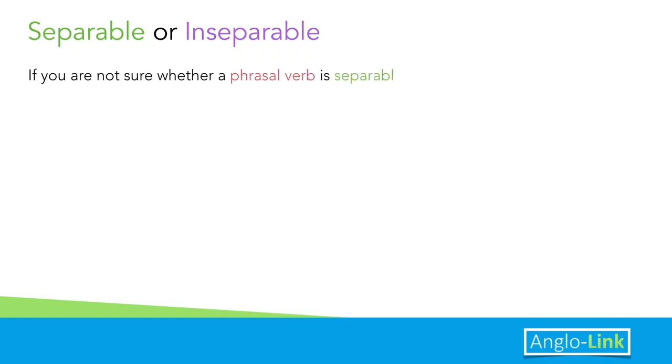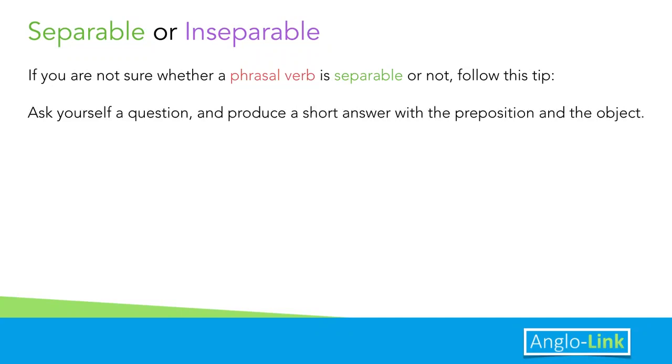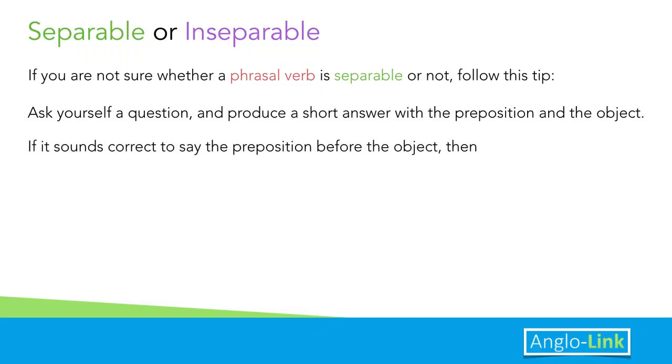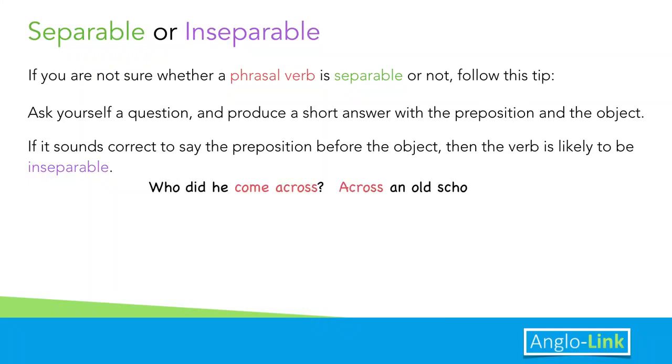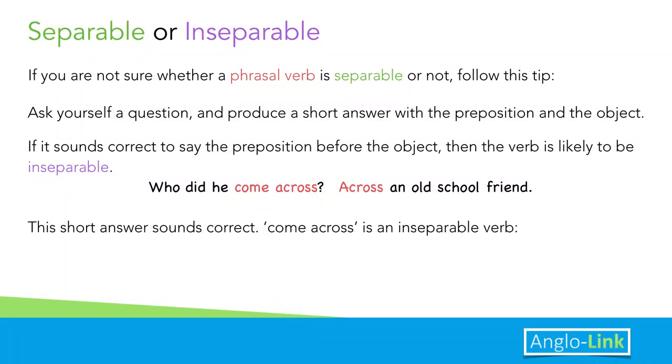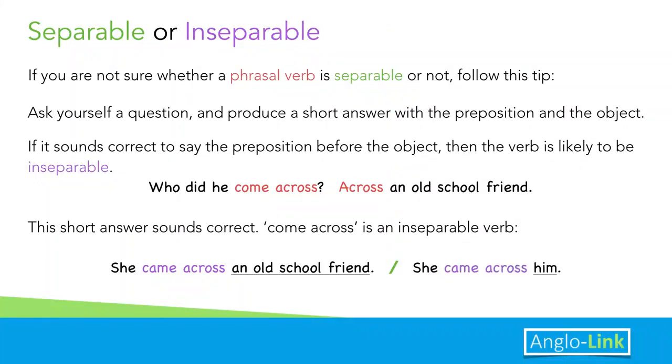If you're not sure whether it is separable or not, I have a small tip that you can follow. Ask yourself a question and produce a short answer with the preposition and the object. If it sounds correct to say the preposition before the object, then the verb is likely to be inseparable. For example, if the question is, who did he come across? And if you say, across an old school friend, this short answer sounds correct. Therefore, come across is an inseparable verb. She came across an old school friend. She came across him.